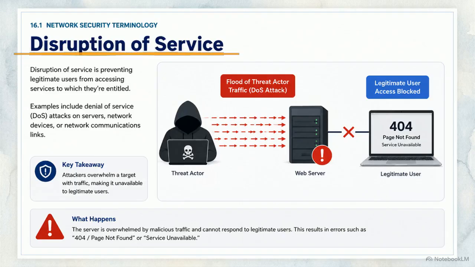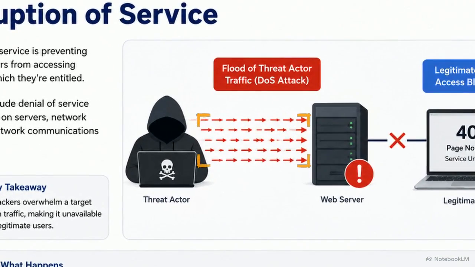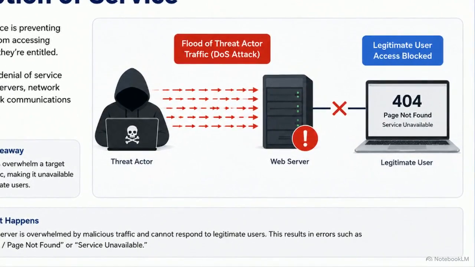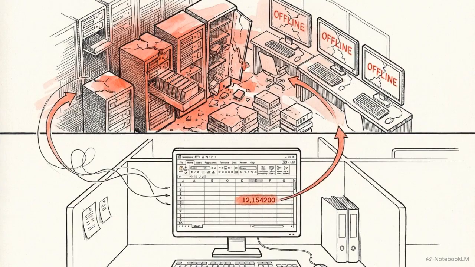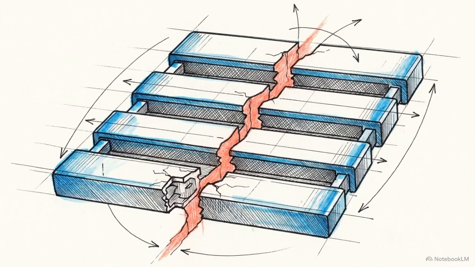The final threat category is disruption of service. As this diagram illustrates, an attacker can overwhelm a target web server with a massive flood of malicious traffic. The server becomes so busy that legitimate users are completely blocked, often seeing a 404 error. Whether the result is a massive denial of service or the quiet manipulation of a pricing database, the root cause is identical. An unmitigated vulnerability within the 4-tier stack gave the attacker a way in.